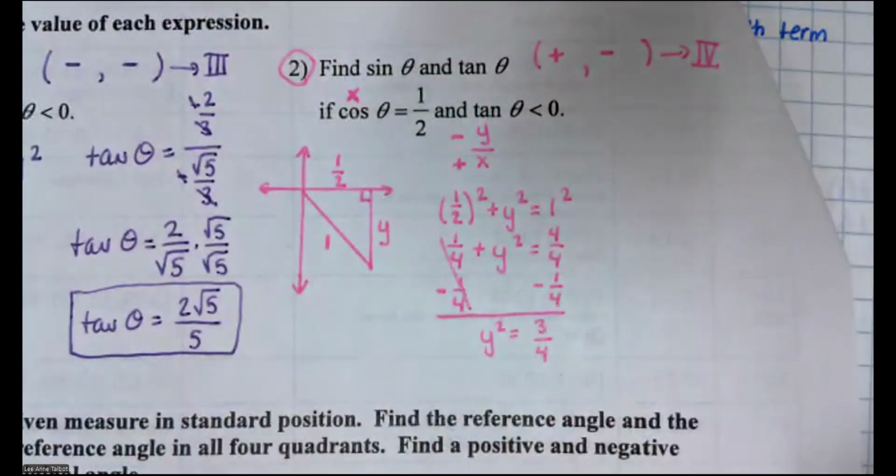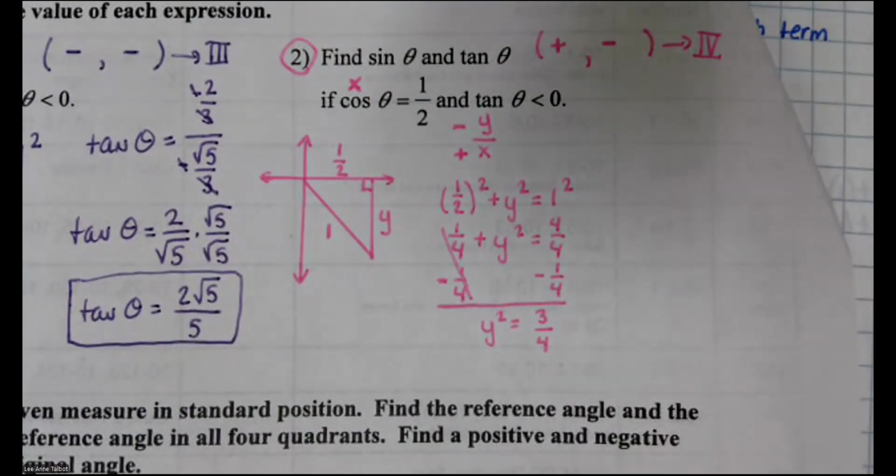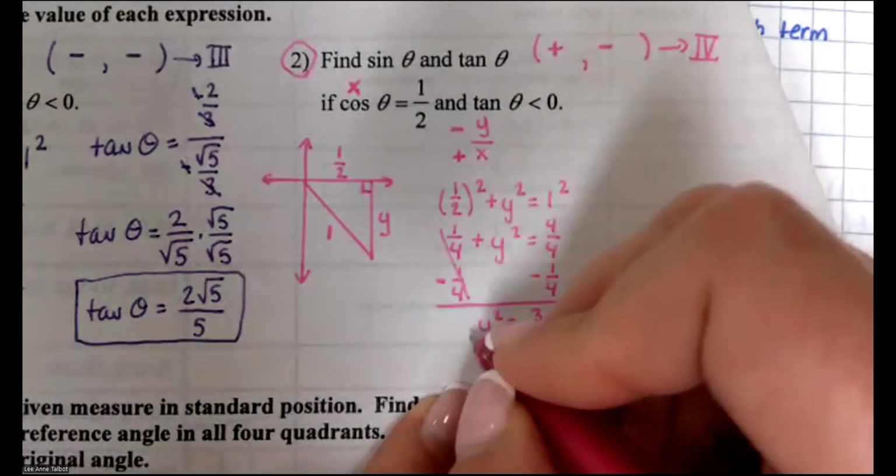Y squared is 3/4. I can't believe that neither one of the students that I thought were going to have their hand up this whole time have their hand up. Okay. Square root.